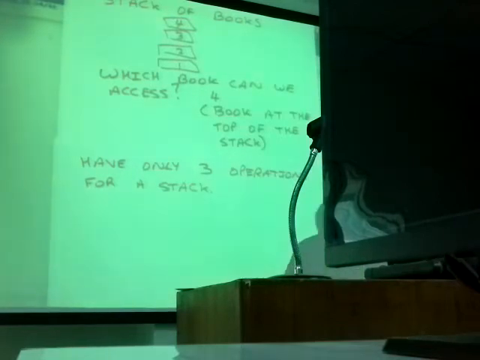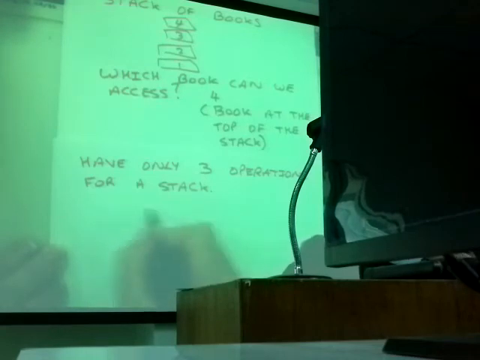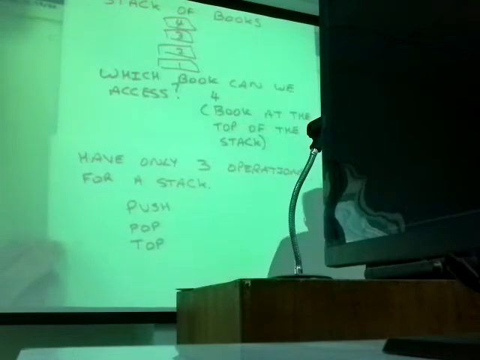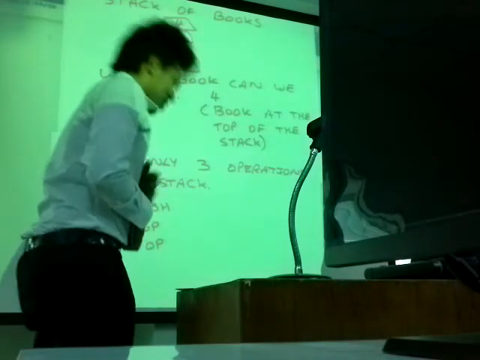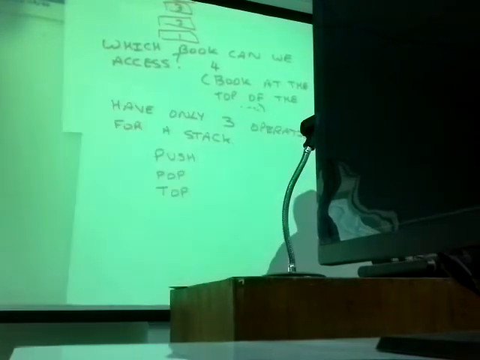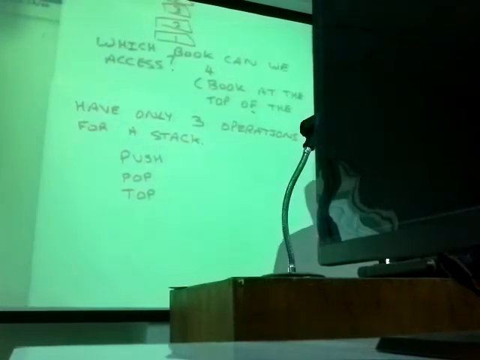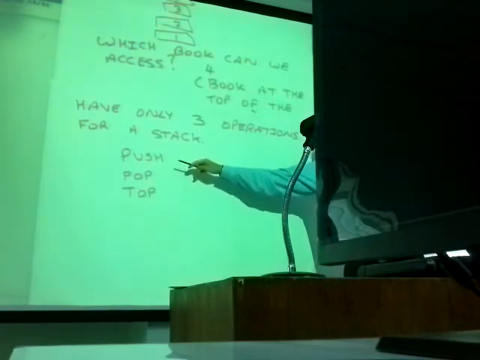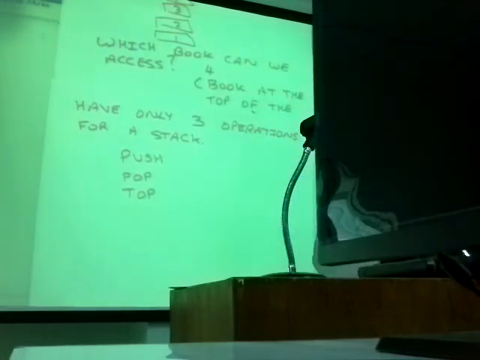The names of the 3 operations are push, pop, and top. 3 operations. May I go? Sure. Push, pop, and top. That's all. So these are important names. These are names that you have to know.